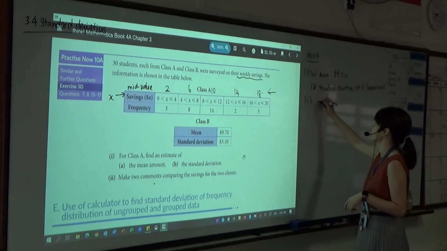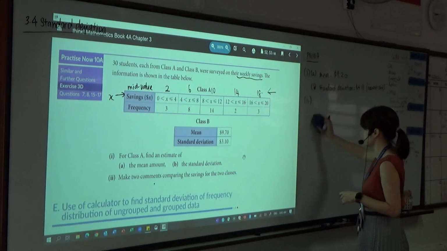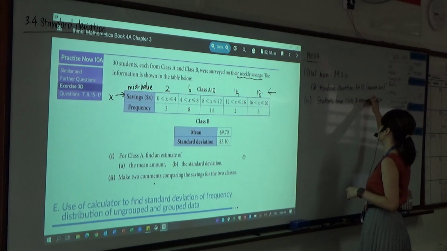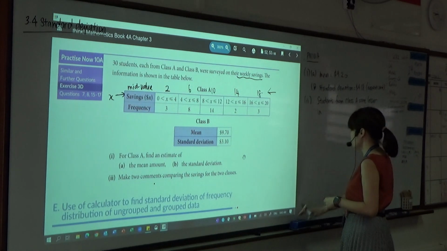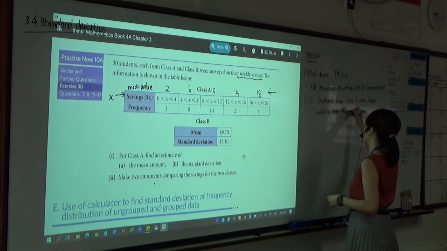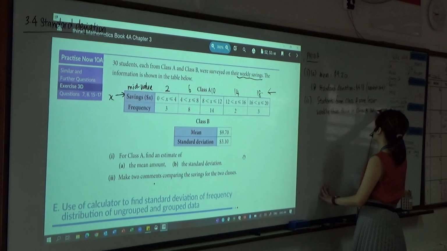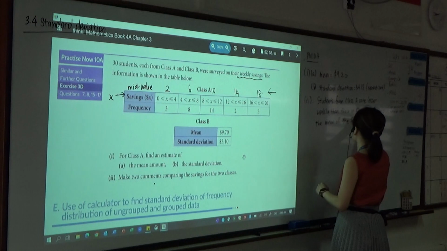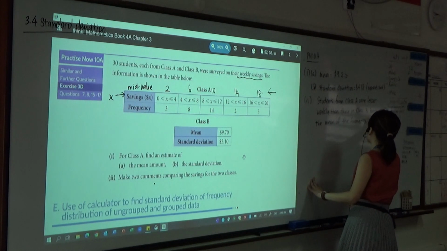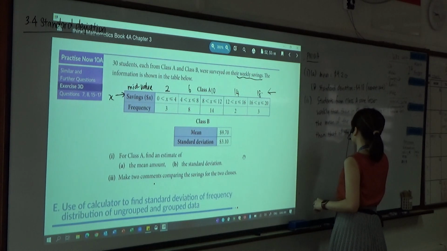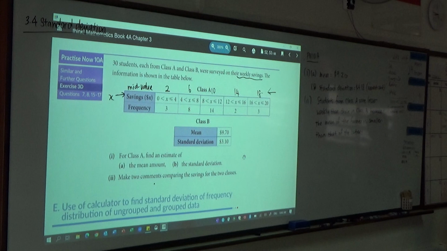We write that down first. Students from class A save lesser weekly than those in class B. So he said that the mean of the former is smaller than the mean of the latter, if you want to use this former and latter term.